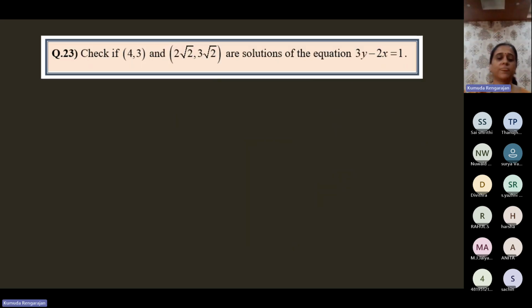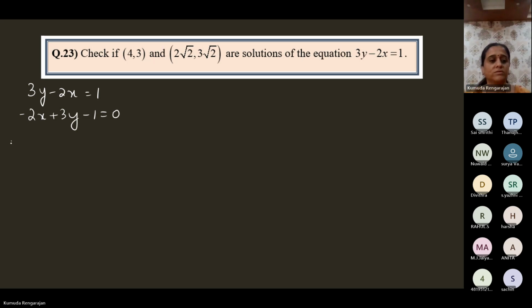Okay, next one. Check if (4, 3) and (2 root 2, 3 root 2) are solutions of the equation 3y minus 2x is equal to 1. So we'll write the equation in the standard form. It is minus 2x plus 3y minus 1 is equal to 0. Correct? Left hand side, minus 2x plus 3y minus 1.